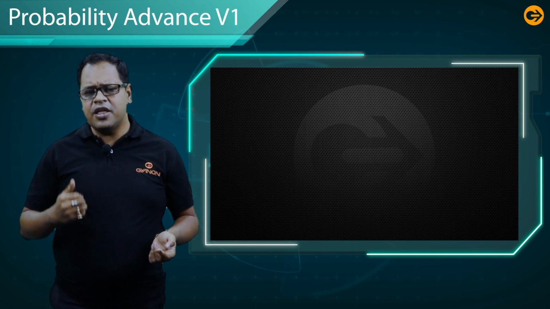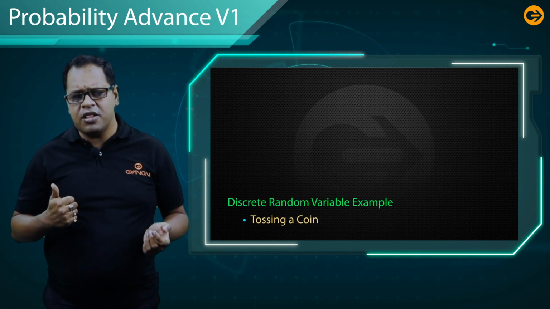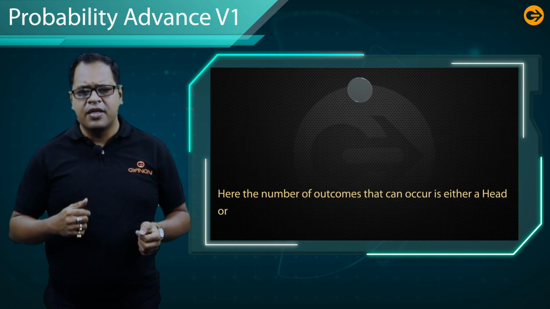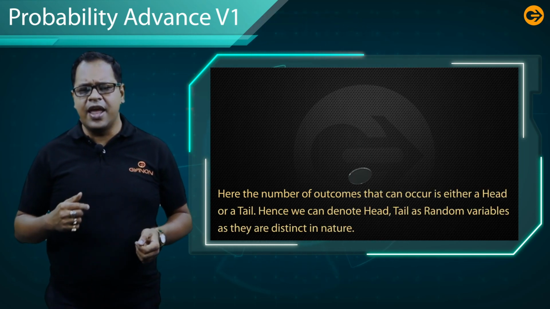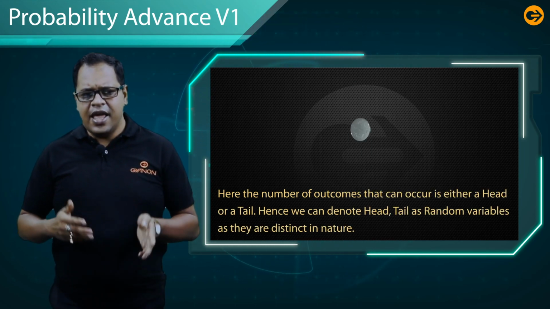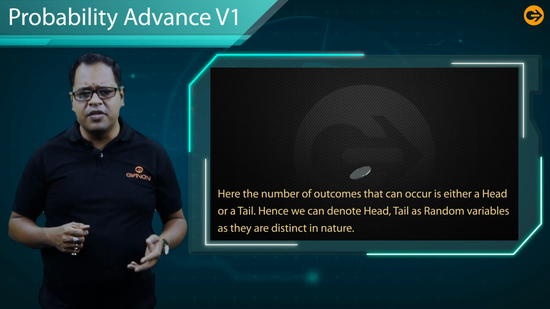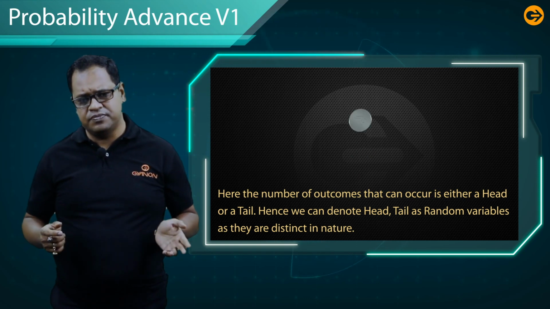What is an example of a discrete random variable? Tossing a coin. Here the outcomes that can occur are either a head or a tail. Hence we can denote head and tail as random variables as they are distinct in nature.